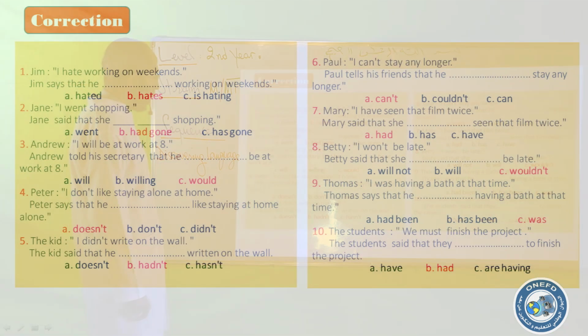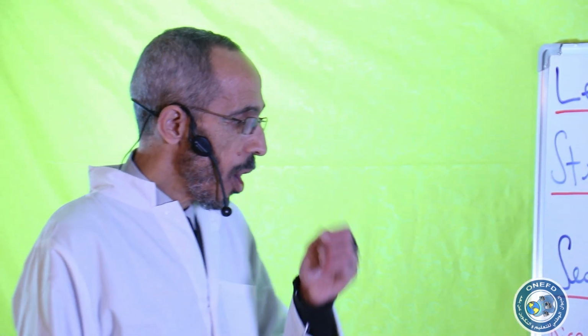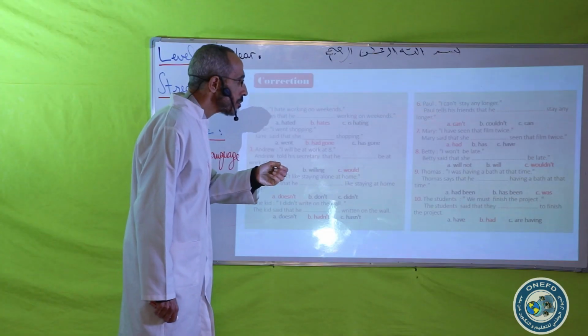Number 4. Peter. I don't like staying alone at home. Peter says that he doesn't like staying at home alone. Number 5. The kid. I didn't write on the wall. The kid said that he hadn't written on the wall.